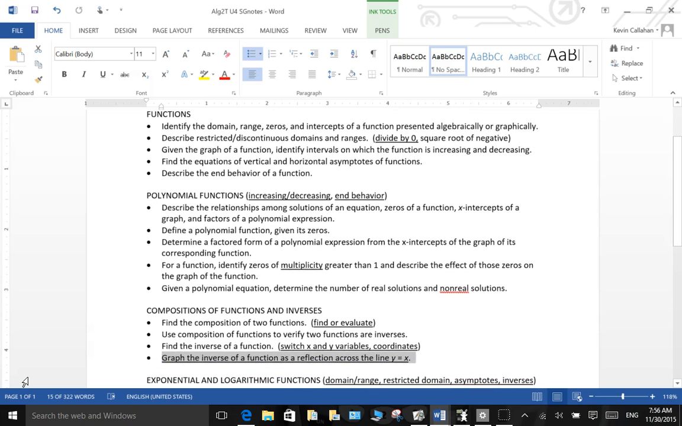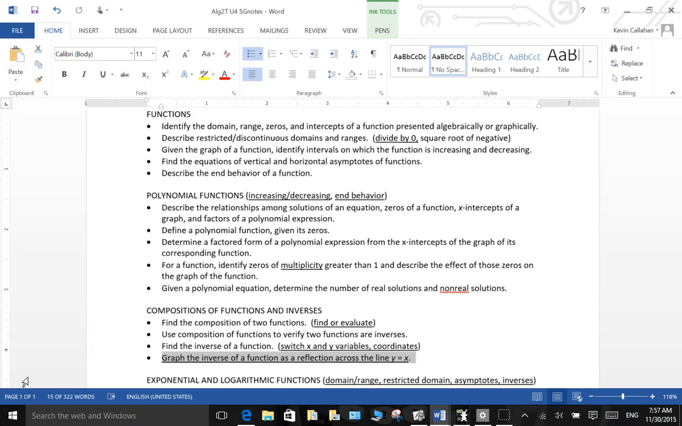I mean, these are all the essential learnings from the SOLs, the Standards of Learning. When it comes to polynomial functions, we did some of this in here. In fact, we did more of it in the last unit, so we don't have to dwell on that. We just have to look at the things that we haven't done so far. But you can see these are the kinds of function stuff that we're supposed to know.